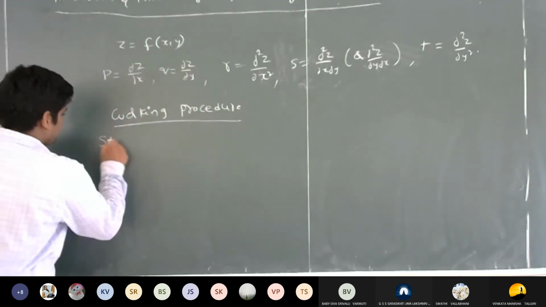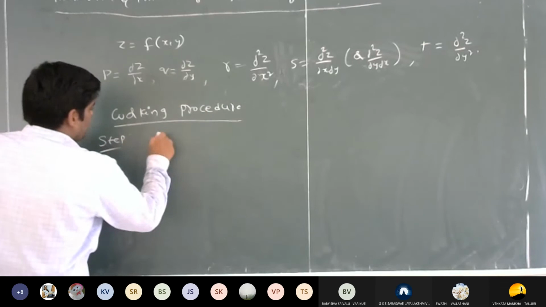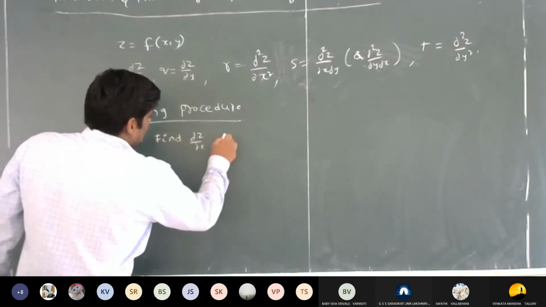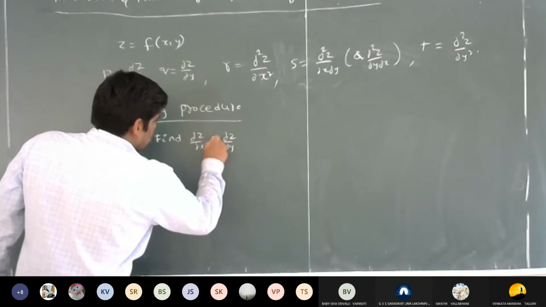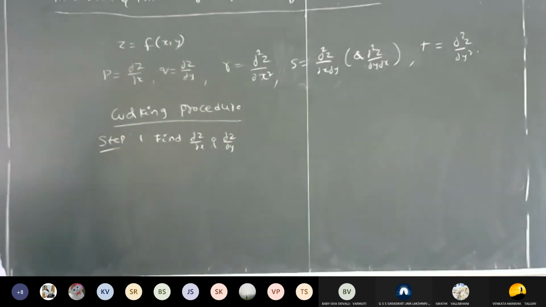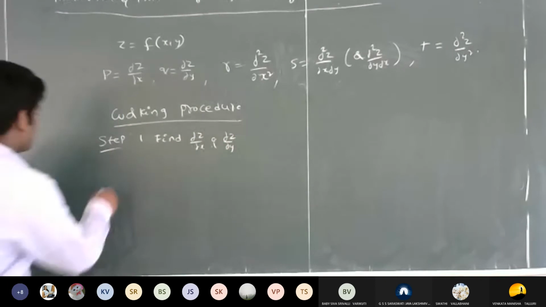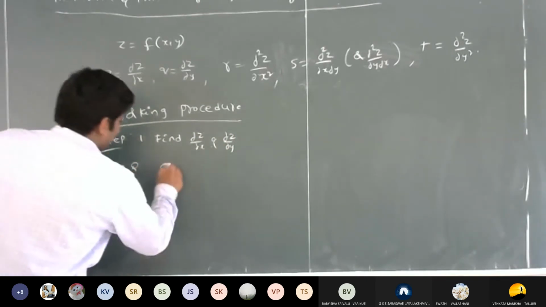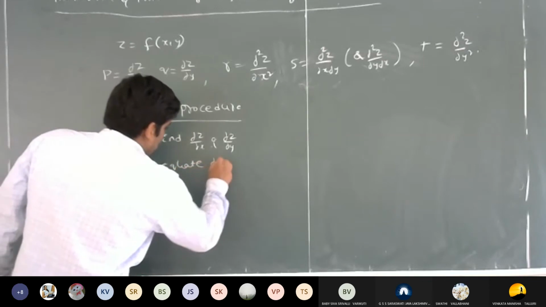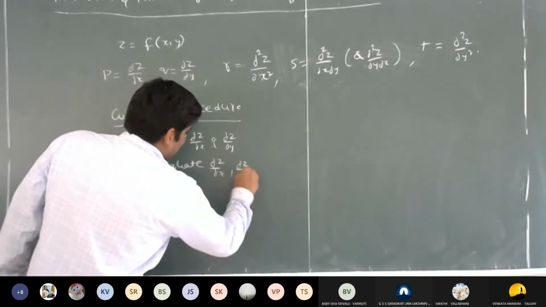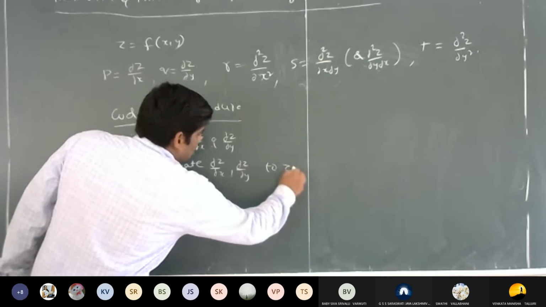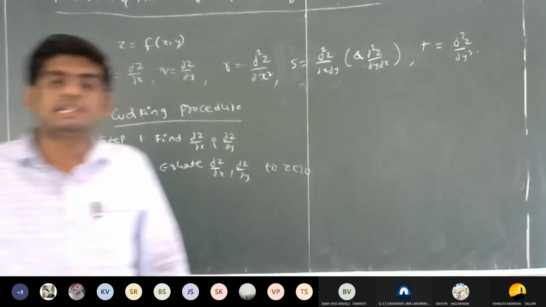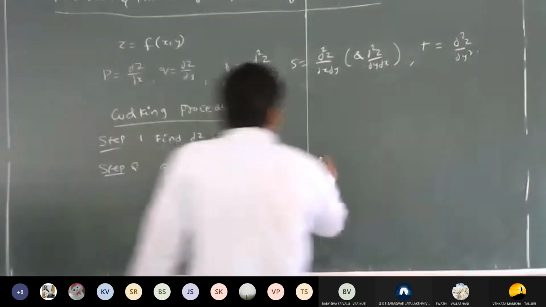Step one: find dou z by dou x and dou z by dou y. That means find the first order derivatives, right? Second step: equate dou z by dou x and dou z by dou y to 0. Then we will get some points. Those points are called stationary points.